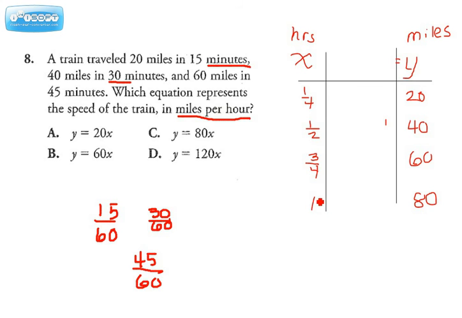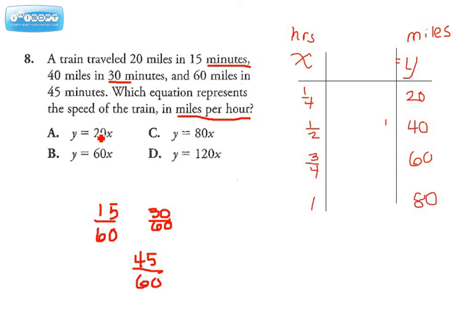Now, if we look at the increments here, each time we're going up a quarter. So this is equal to 4/4, or a full hour. And if we follow the pattern here, 20, 40, 60, 80. So now all we have to do is figure out which one of these answer choices fits.